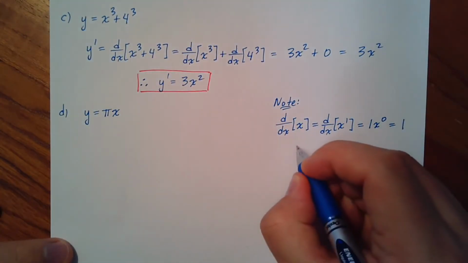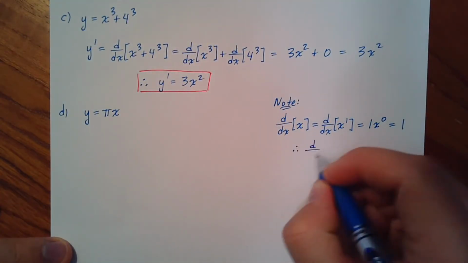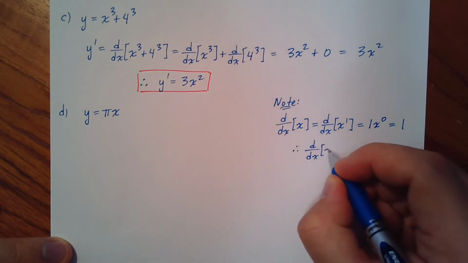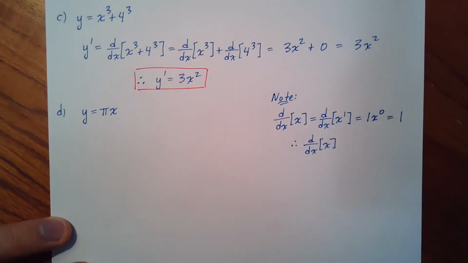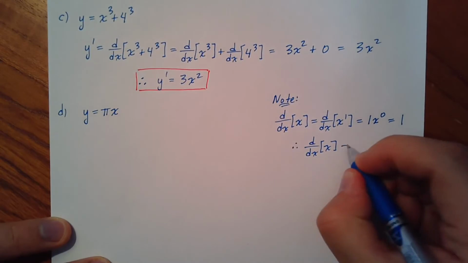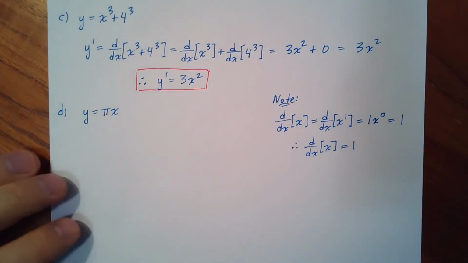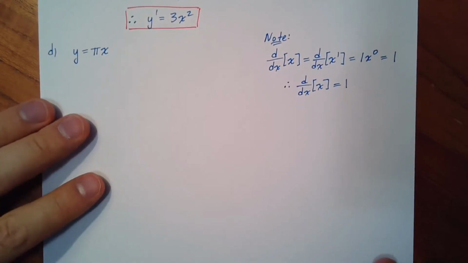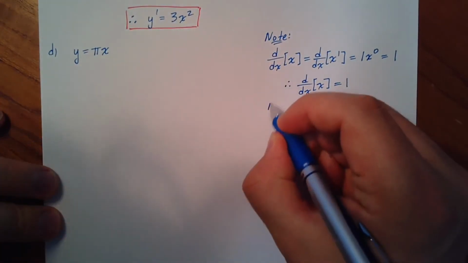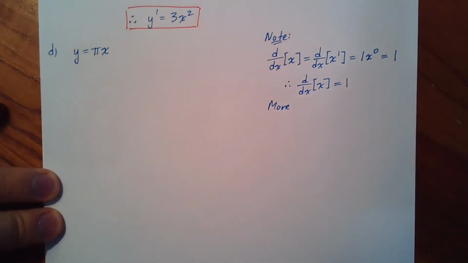So as a consequence, you can say that the derivative with respect to x of the identity function x is just 1. It happens so frequently that it's worth remembering. More generally, let me do a more general case, and then we'll actually circle it in red again so we can add it to our list of rules.